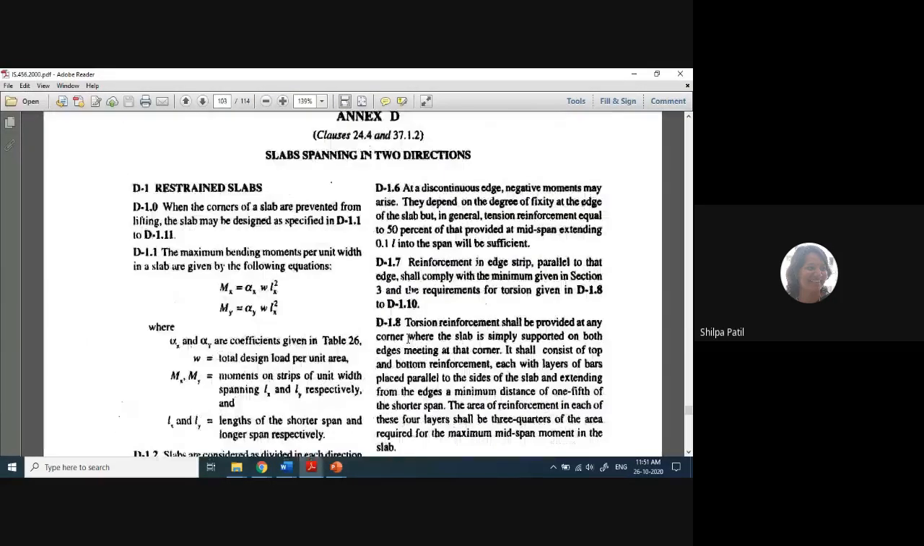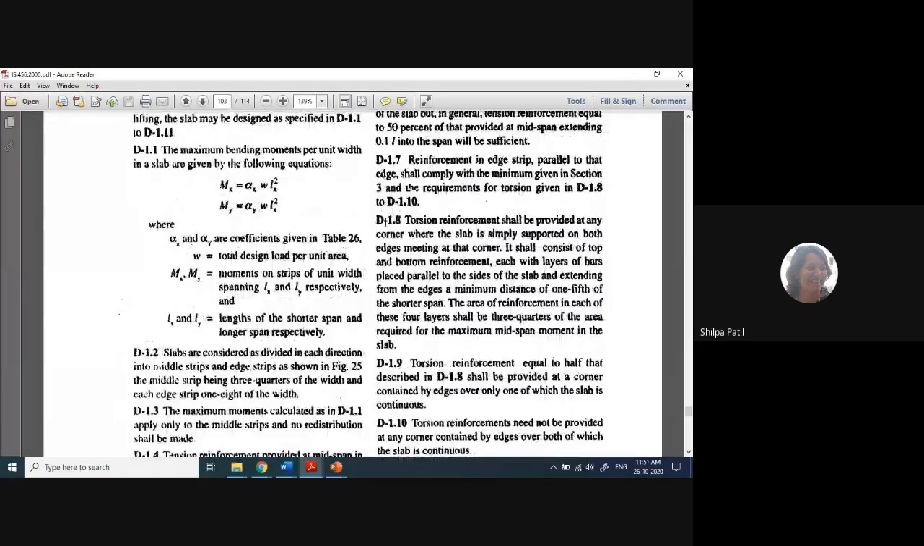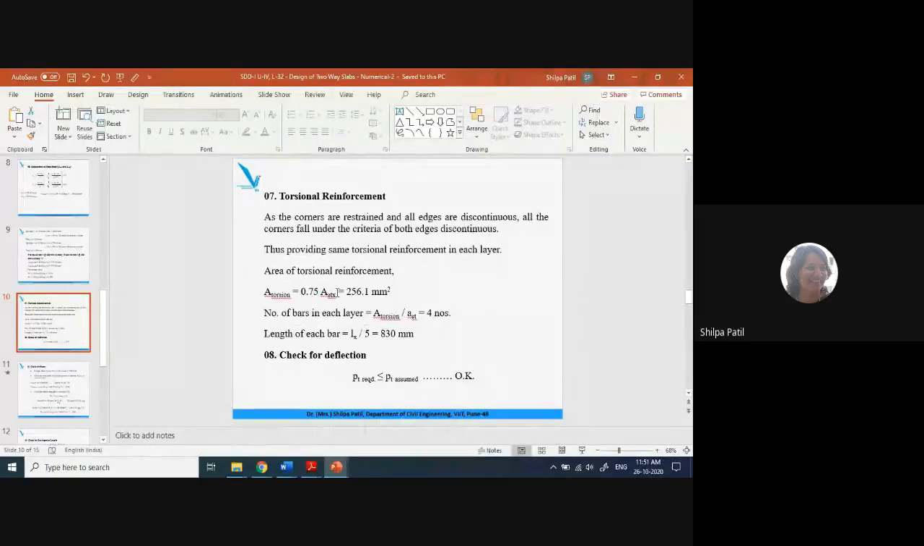Torsion reinforcement here on page number 90, I guess. Page number 90, clause D.1.8. It shall consist of top and bottom. Let me check the area. The area of the reinforcement in each of these four layers shall be 3/4 of the area required for the maximum midspan moment in the slab. So maximum midspan moment will be along X direction. So we have considered ASTX. So 3/4 means 0.75 ASTX. This much is the area required as torsional reinforcement, which is coming as 256.1 mm square.